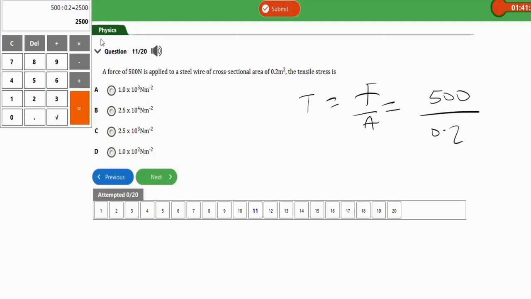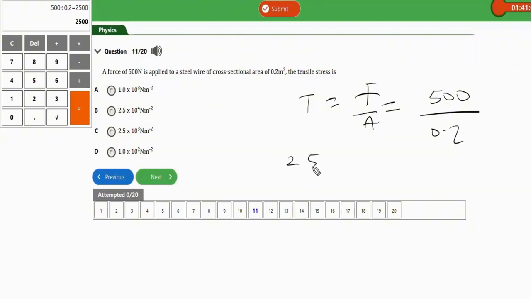So we have the output to be 2500. Another way you can express 2500, if you want to put it in standard form, is 2.5 times 10 to the power 3. Alright, let me show you.